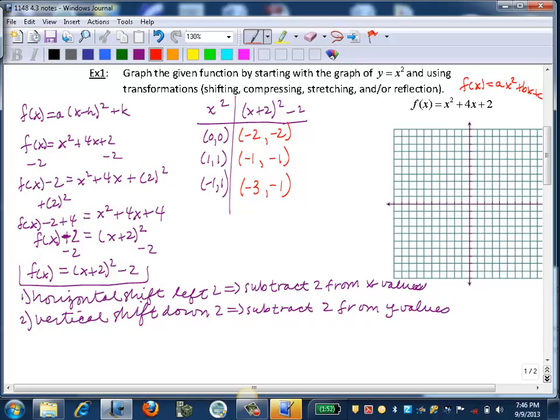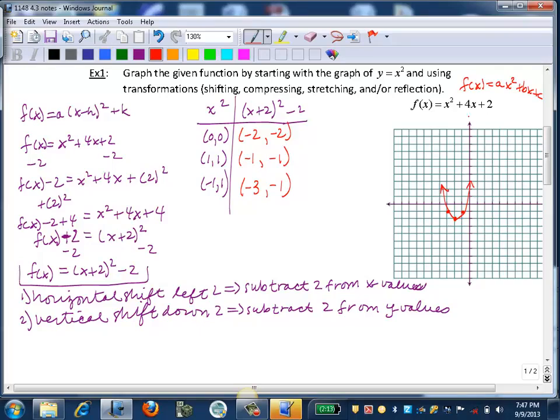So we'll go over onto our graph grid here, and we only have to graph the new function. We don't have to graph the parent function on the same axes unless it says to, and it doesn't say that here. So we'll graph the points negative 2, negative 2, negative 1, negative 1, and negative 3, negative 1. So we can see the shape here. Connect this with our parabola, the U shape.